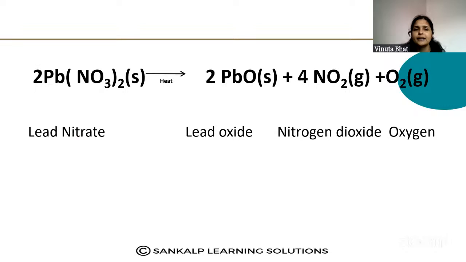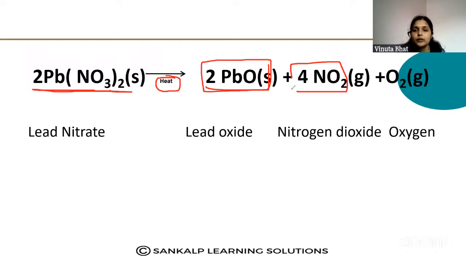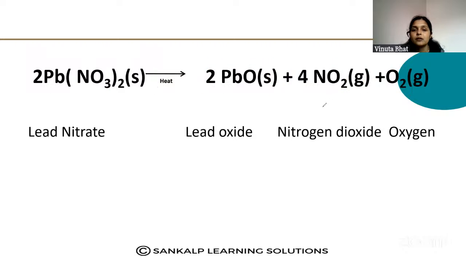When the lead nitrate is heated, Pb(NO3)2, so this is the lead nitrate. When it is heated, it forms the lead oxide, nitrogen dioxide NO2, and the oxygen. Here we can say that the reaction is taking place by observing the release of the nitrogen dioxide. Nitrogen fumes will be released. By observing this, we can say that the reaction is taking place.